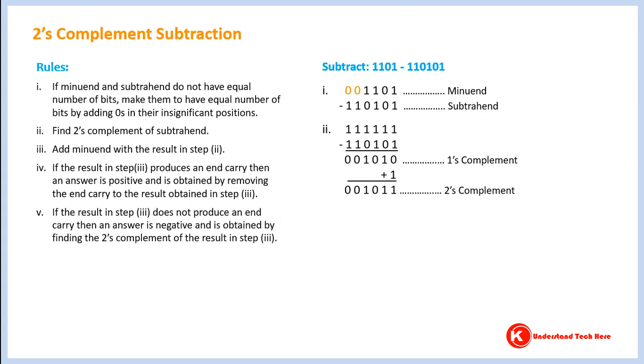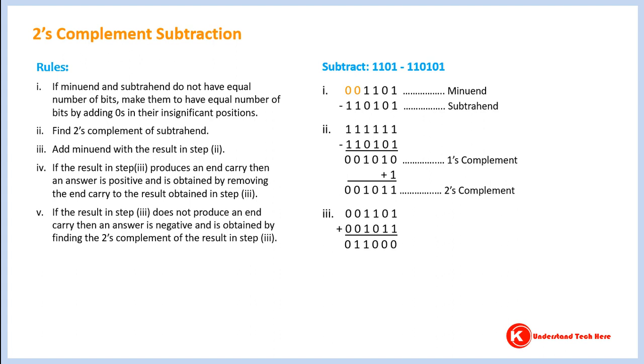Now let's apply rule number 3. According to rule number 3, we need to add the minuend with the result obtained in step 3. This means we need to do this. On adding, we get this. Note, rule 4 does not apply here as there is no end carry. Okay, so let's try to apply rule 5.